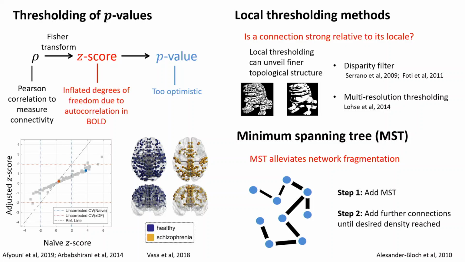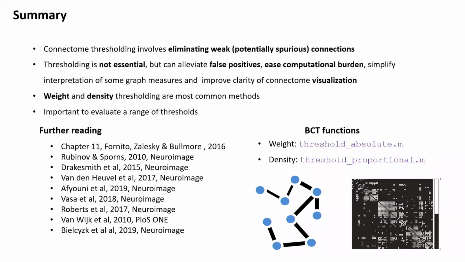It ensures that all nodes are connected by definition, and then we incrementally add connections to the minimum spanning tree until we achieve our desired connection density. So to summarize, connectome thresholding involves eliminating the weak and potentially spurious connections from our connectomes. Thresholding is not essential.